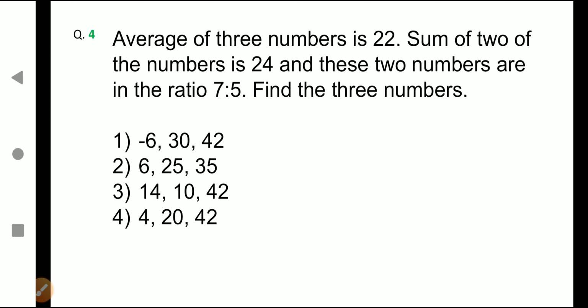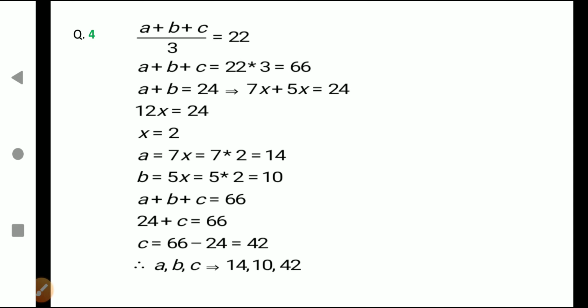Next, the average of three numbers is 22. The sum of two of the numbers is 24, and these two numbers are in the ratio 7:5. Then find the three numbers. So the average of three numbers, that is a plus b plus c by 3, is equal to 22. Then a plus b plus c is equal to 66.